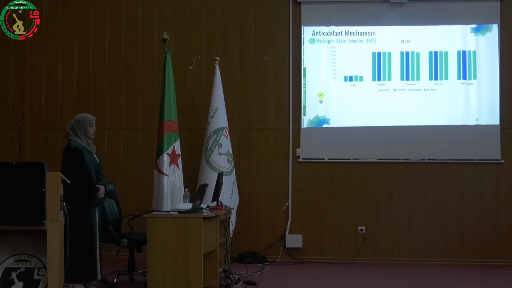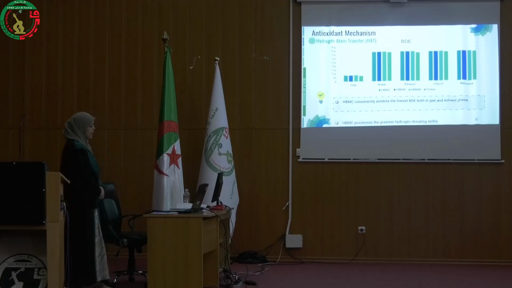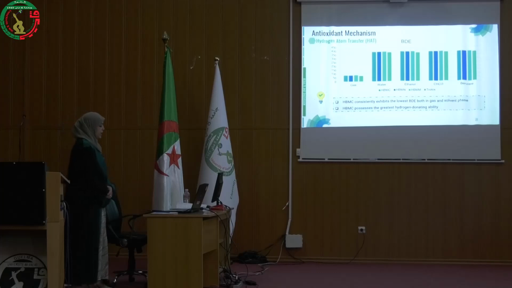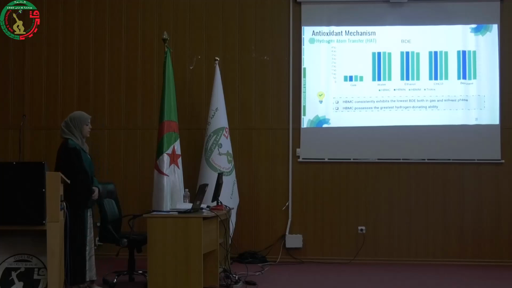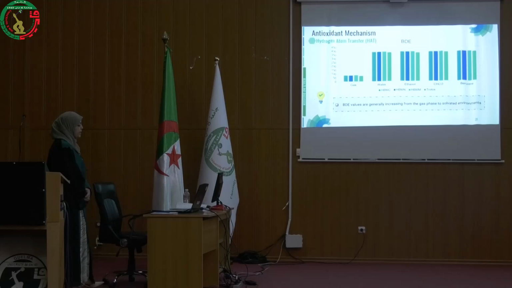As we can see in this chart, HBMC consistently has the lowest BDE across various environments. This suggests it's the best hydrogen donor among the three, followed by HBMN and HBMM. Interestingly, all their BDEs are comparable to Trolox, hinting at promising antioxidant activity. An interesting observation is the increasing BDE with solvent polarity. This tells us that the ease of hydrogen donation decreases slightly in solvent compared to the gas phase.